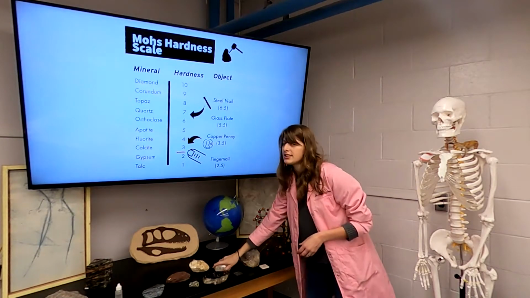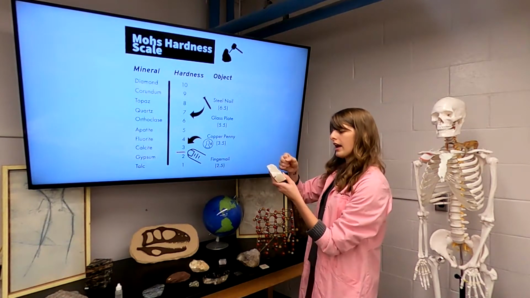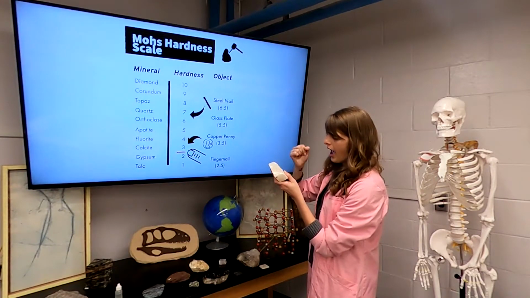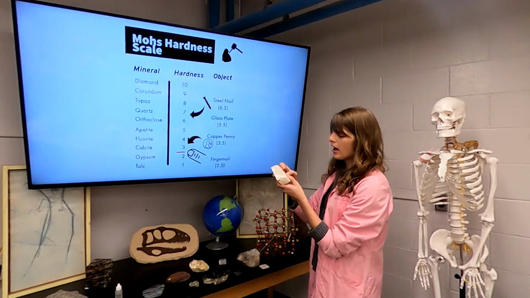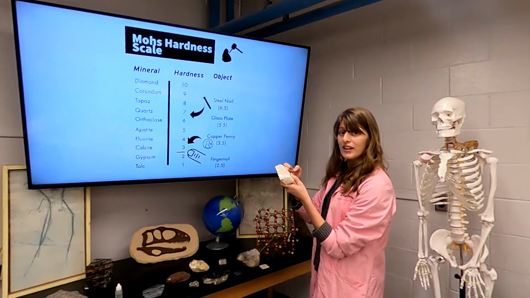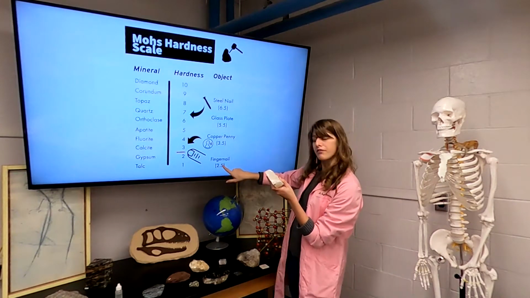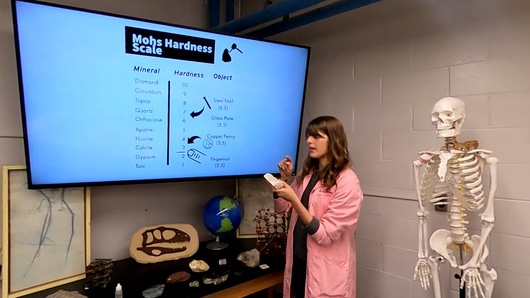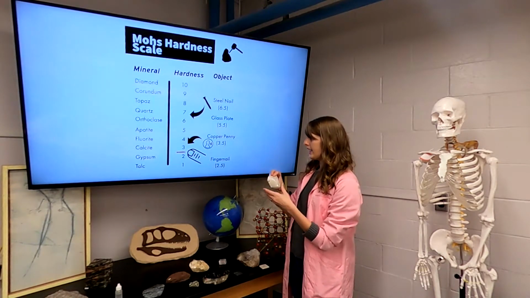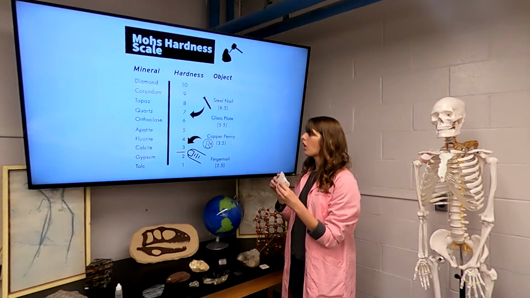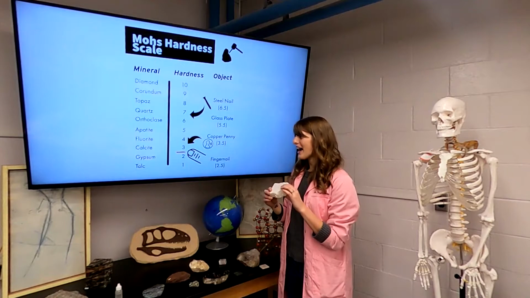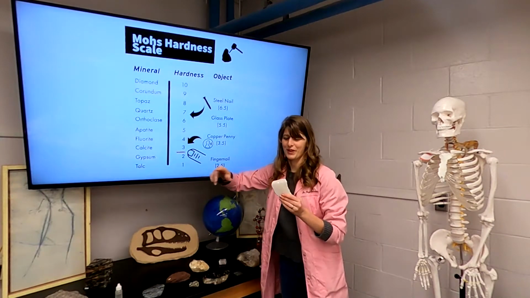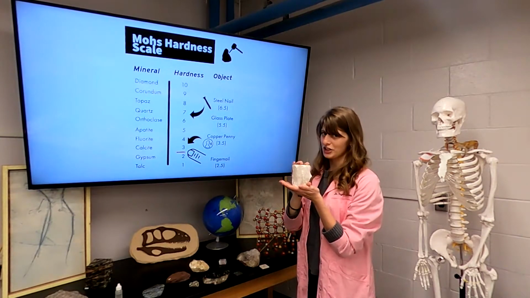So, if I was to take this mineral sample here, and I was to use my fingernail and scratch the surface, what I would see is that when I scratch it with my fingernail, I leave a mark. And that means that my fingernail is harder than the mineral. If that's the case, that means that this mineral has a hardness of 2 or lower. In fact, this mineral is gypsum, and it has a hardness of 2, and I can scratch it with my fingernail.